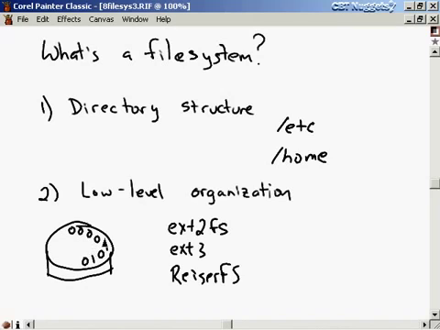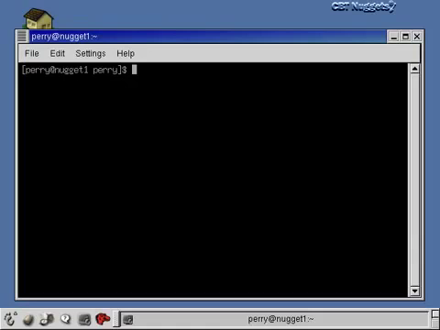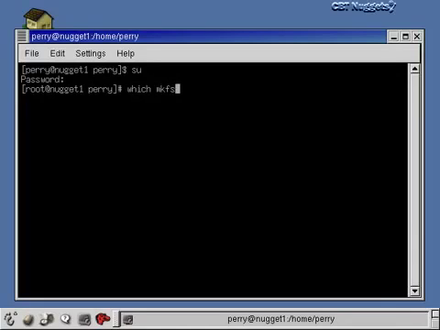I'm going to use the term file system to refer to both of these, and I'll make it clear from my discussion whether I'm talking about a directory structure or the low-level organization of the disk. To do these commands that mess with the file systems and the partitions, we have to be the root user, so I'm going to switch over to be the root user. And then the other thing that we should check is to make sure that the directory where these utilities are located is in our path.